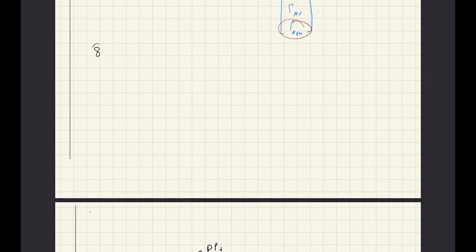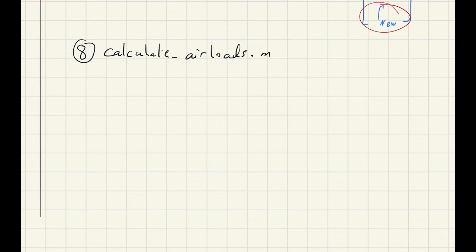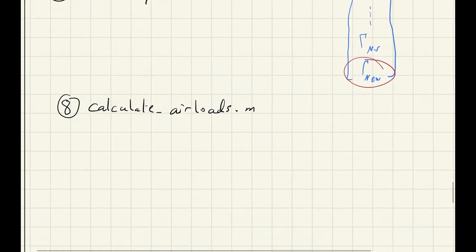The 8th step is calculating the air loads. Here, in contrast with the steady method, where we use the Kutta-Joukowski theorem to calculate lift, we will use the unsteady Bernoulli equation to find lift.